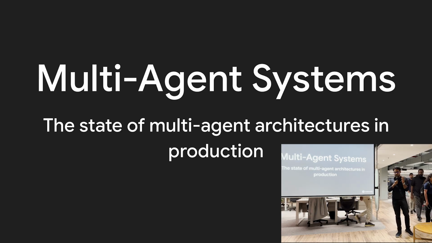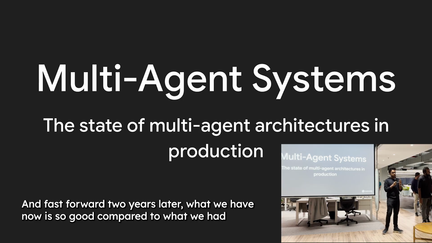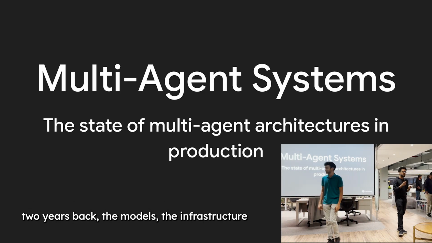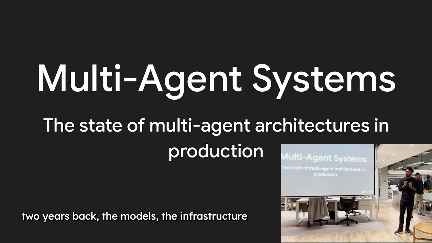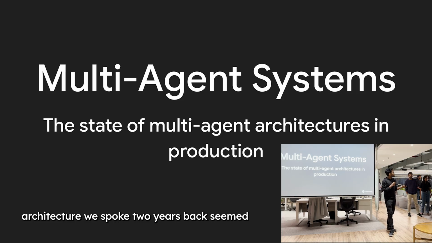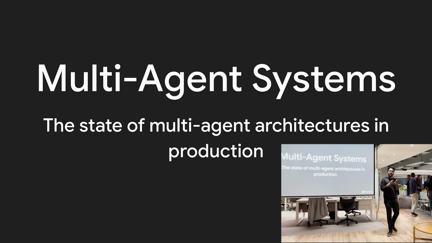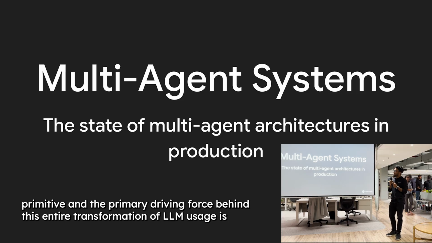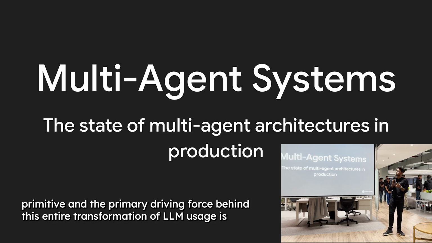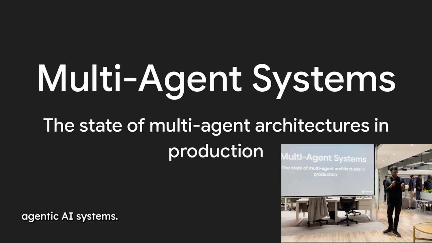And fast forward 2 years later, what we have now is so good compared to what we had 2 years back. The models, the infrastructure, the libraries, the frameworks around it, to the point where whatever we had 2 years back, or the technologies and architectures we spoke about 2 years back, seem primitive. And the primary driving force behind this entire transformation of LLM usage is agentic AI systems.